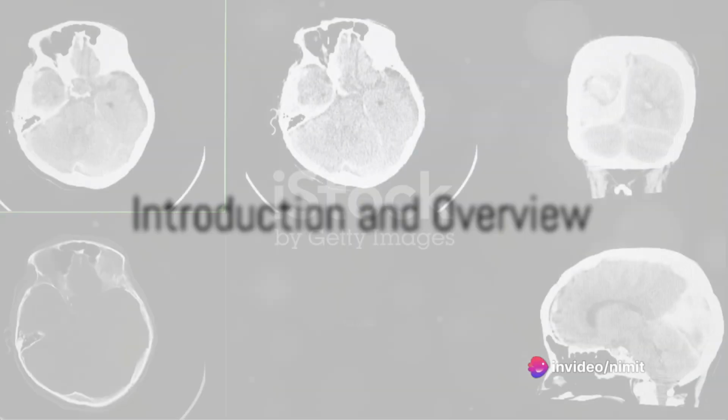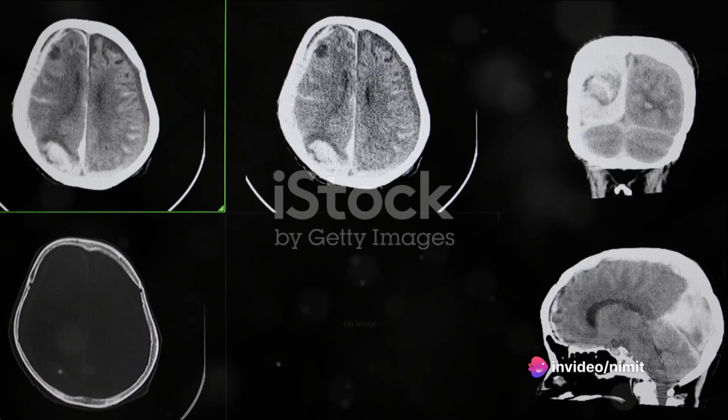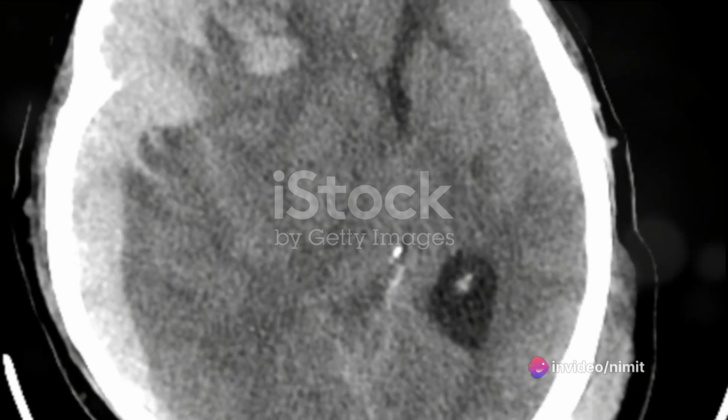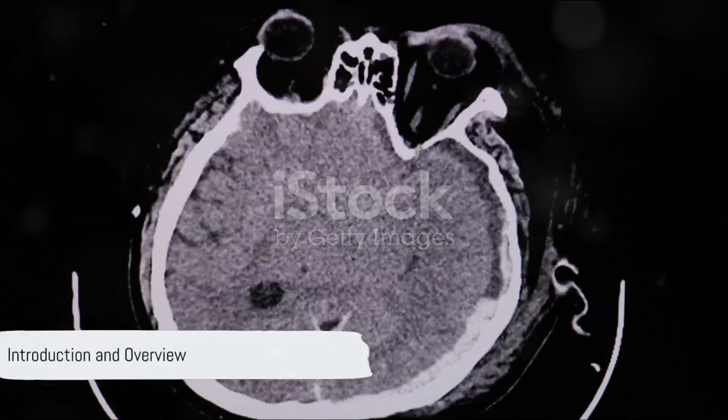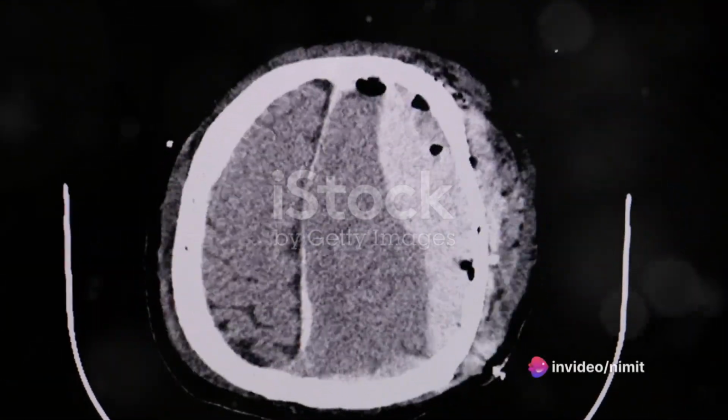Did you know that subarachnoid hemorrhage, or SAH, is a condition that affects 9 in every 100,000 individuals each year, with a higher prevalence in females? It's a significant topic in neurocritical care and the focus of today's discussion.